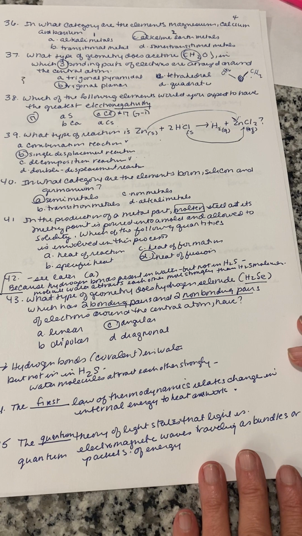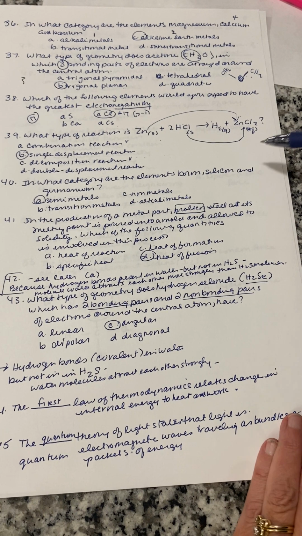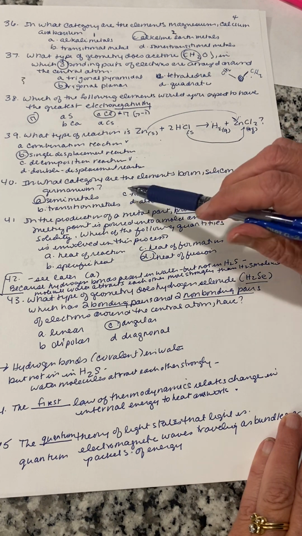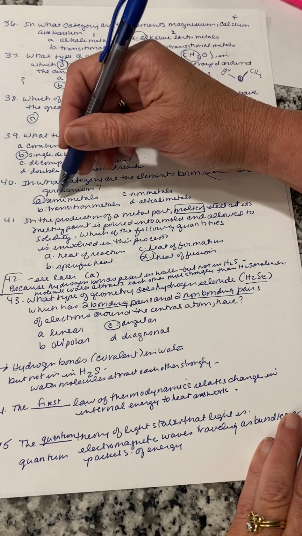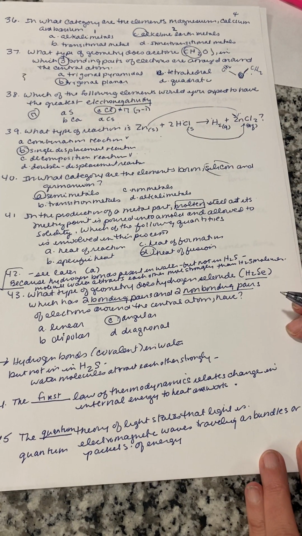40. In what category are the elements boron, silicon, and germanium? When you look on your periodic table, you look at where the metals and the non-metals and the alkali are, and you'll find that silicon, especially silicon, is a semi-metal. So it's not a metal and it's not a non-metal.